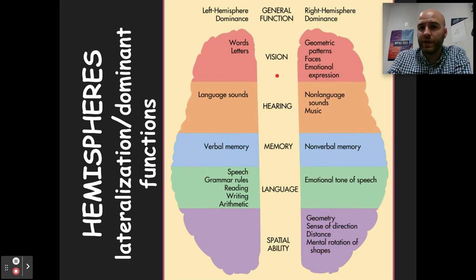Whereas you have more spatial awareness and emotion on the right. And finally, with vision, geometric patterns, faces, emotional expression, and an interpretation of those things are more right hemisphere dominant, whereas words and letters are a little bit more left hemisphere dominant. Okay, so take some time, record these on your outline so you know the difference in the dominance, the lateralization of the two hemispheres, the things that they take a little bit more responsibility with in your day-to-day functioning.